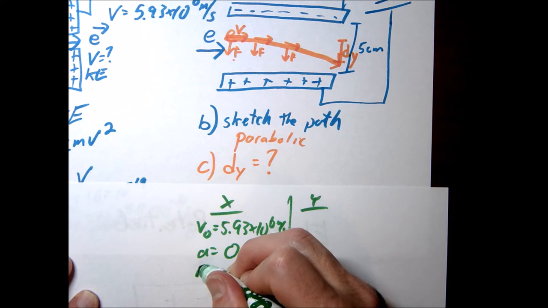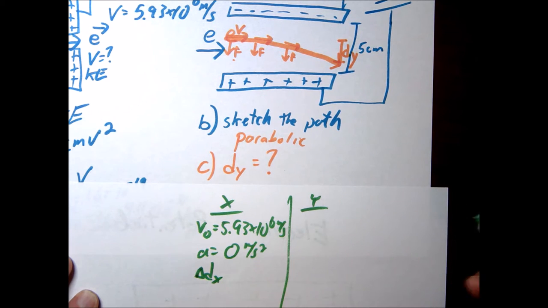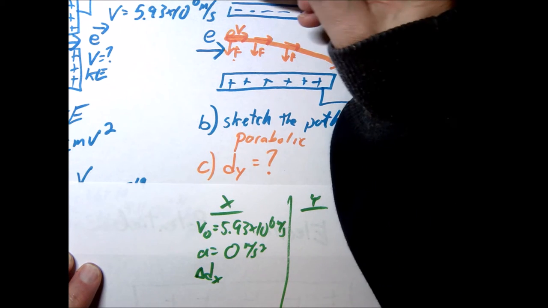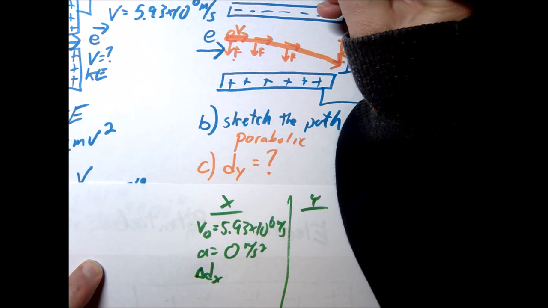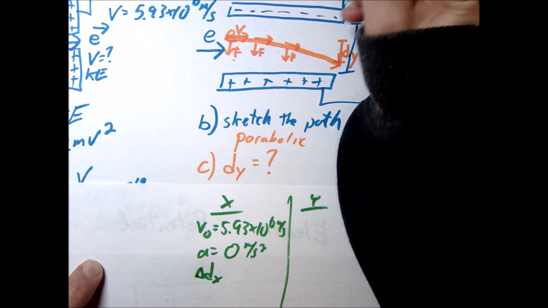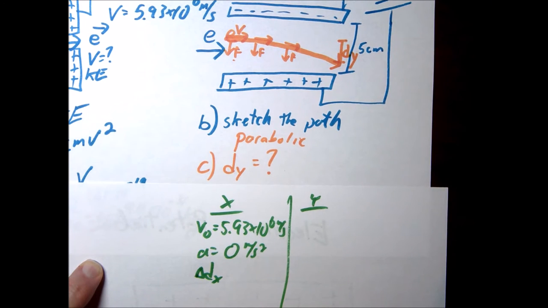My dx, actually, I never gave you a dx, so I guess you couldn't have solved that last problem. Oh, well. Here's the dx. We're going to say our dx is, say, 10 centimeters. So now why don't you pause and see if you can solve this problem.